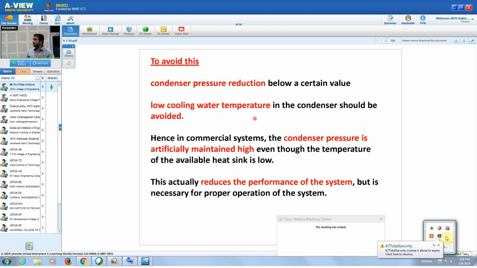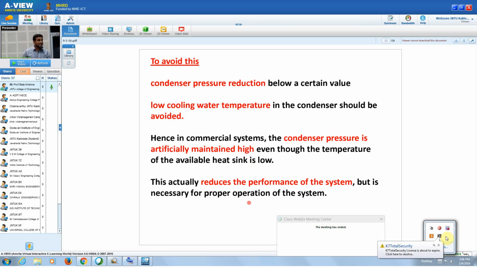You will see that they won't let it fall beyond a certain particular temperature. If it falls beyond a certain temperature, the crystallization problem will start. Therefore, they will see every time that the temperature of the water is not reduced beyond a certain point. These are the precautions that we take. Hence, in commercial systems, the condenser pressure is artificially maintained high, even though the temperature available is low.